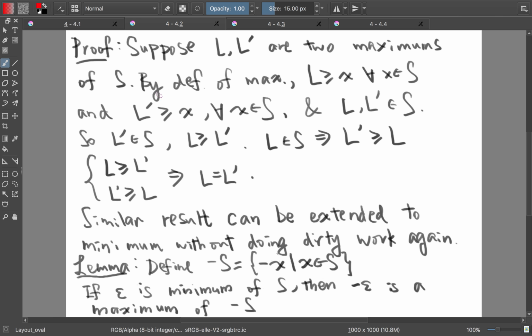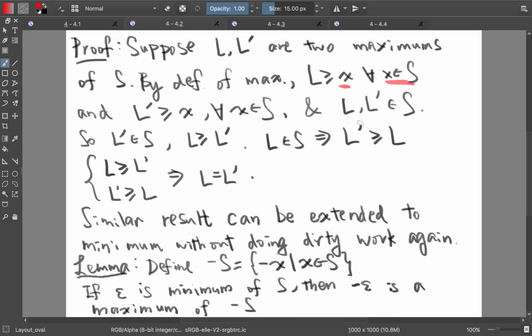So how can we prove it? First of all, by the definition of maximum, L should be greater than or equal to X for all X inside S, and L prime should be greater than or equal to X for all X inside S. And also, L and L prime should be lying inside S. This is just the definition. So if L prime is inside S, then we can replace this X by L prime. So we obtain the first inequality, L greater than or equal to L prime.